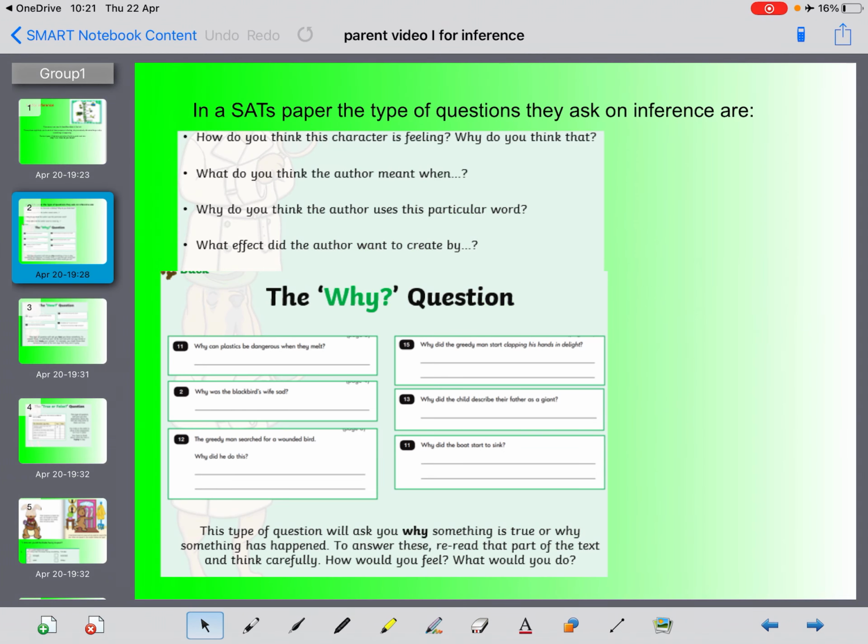In a SATs paper, the type of questions that they could ask on inference are: how do you think this character is feeling? Why do you think that? What do you think the author meant when? Why do you think the author uses this particular word? What effect did the author want to create by?